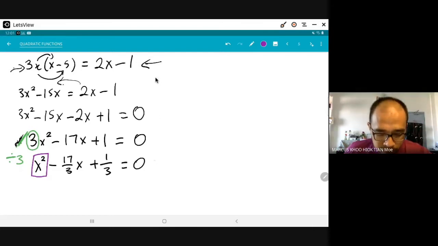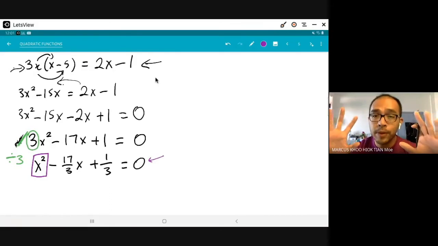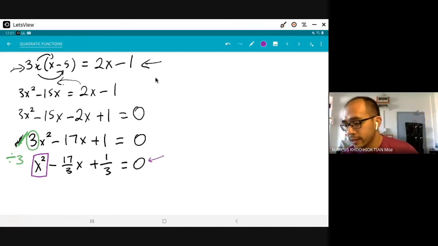Okay, I'm going to leave this here and I want you to do the completing the square now. Dia complicated sikit saya faham. Dia complicated sikit, tetapi cuba saja. Okay, we just give it a try first.